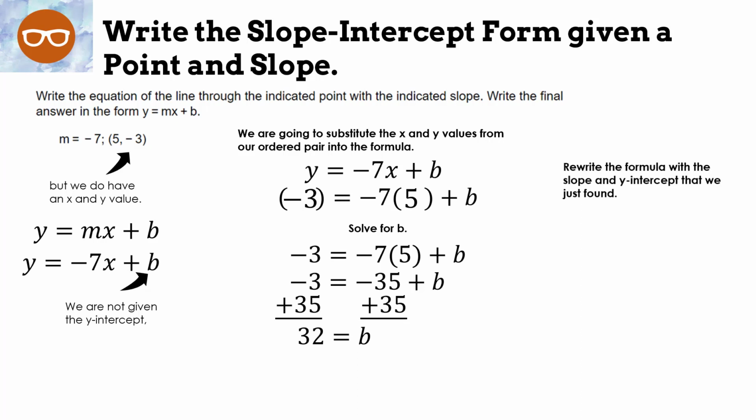Rewrite the formula with the slope and y-intercept that we just found. Remember, y equals mx plus b. Our slope is negative 7, and our y-intercept is 32. y equals negative 7x plus 32.